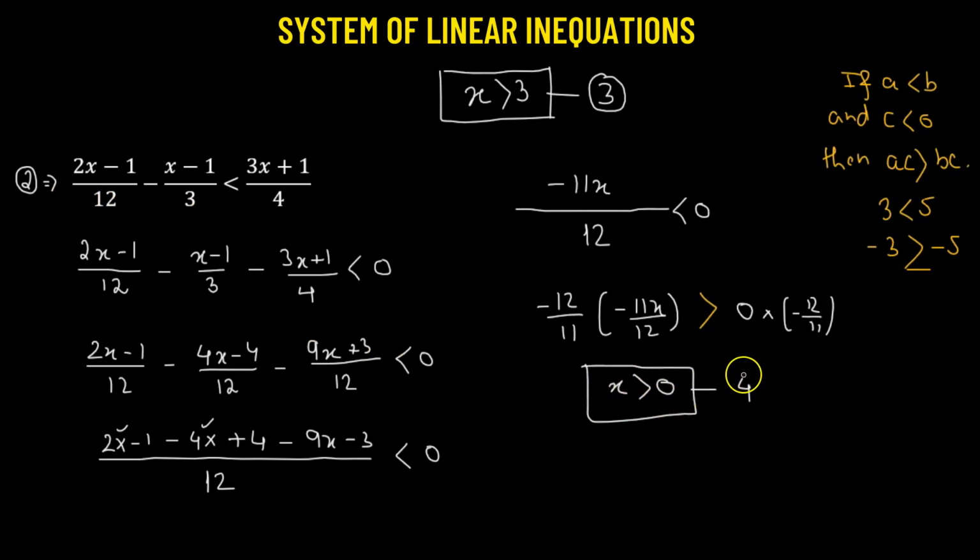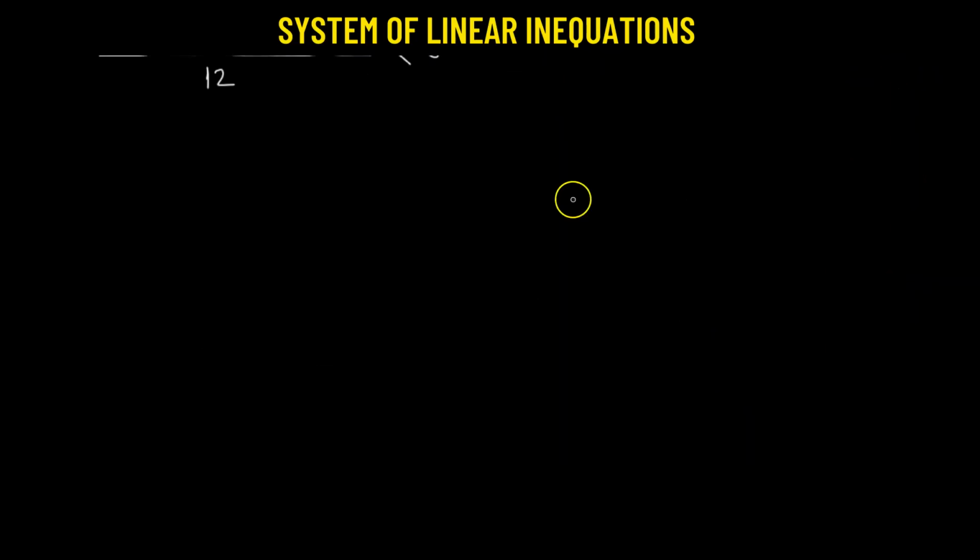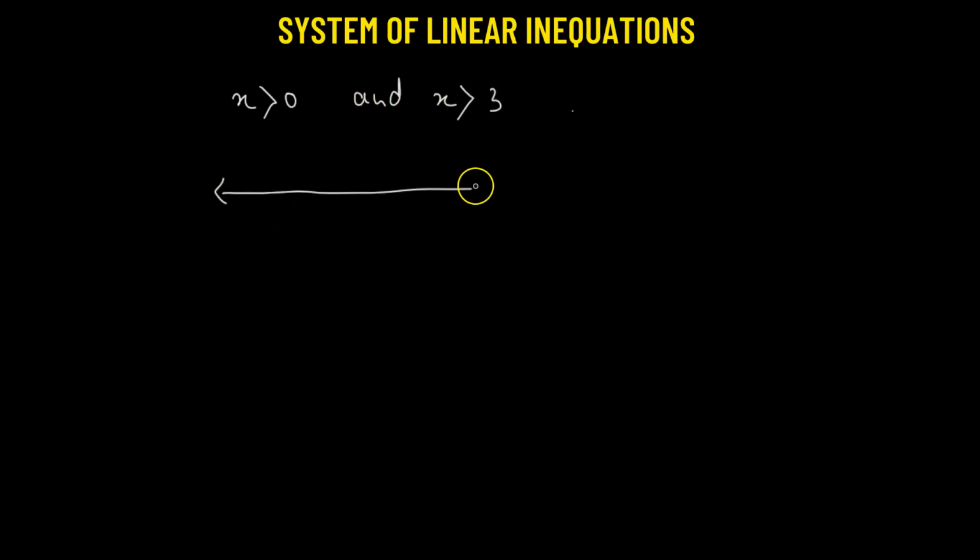So let's label this as number 4. Now what we have to do, we have to find a common solution using 3 and 4 that satisfies both the two linear inequalities. So let's do that. So in one case we have obtained x to be greater than 0, and in the other case we have obtained x to be greater than 3. Right. We will consider a number line.